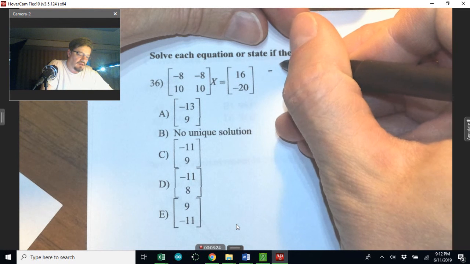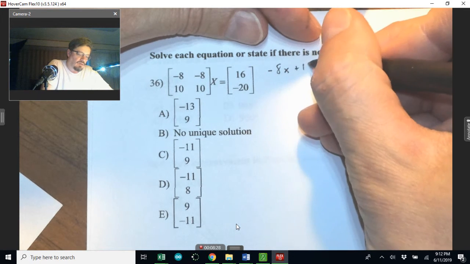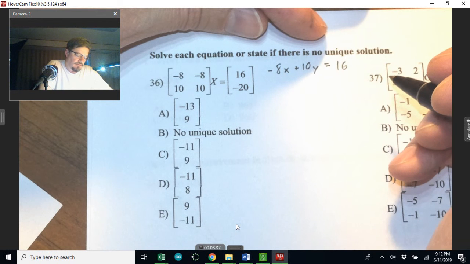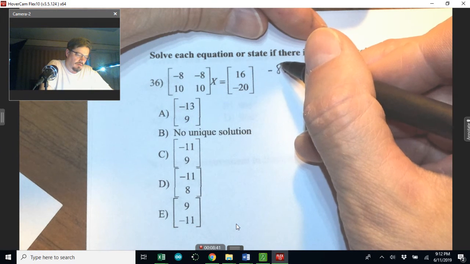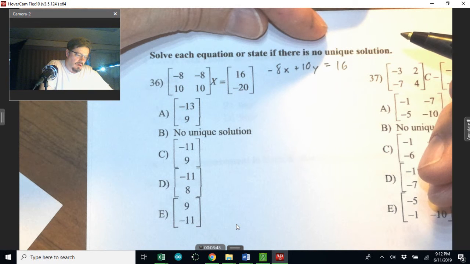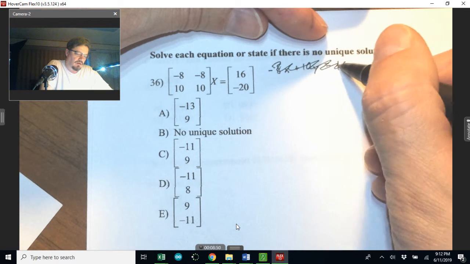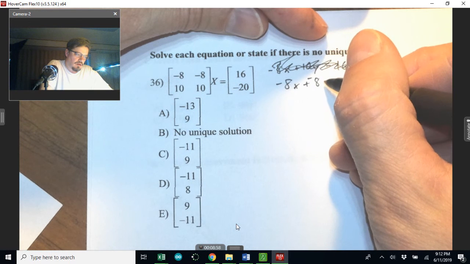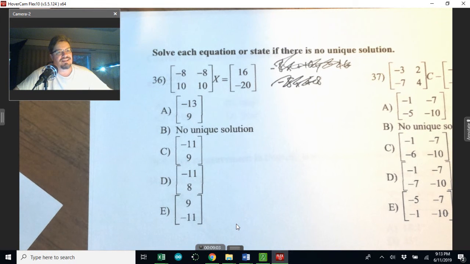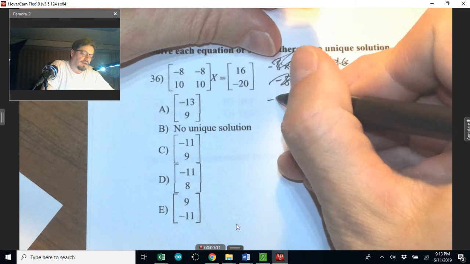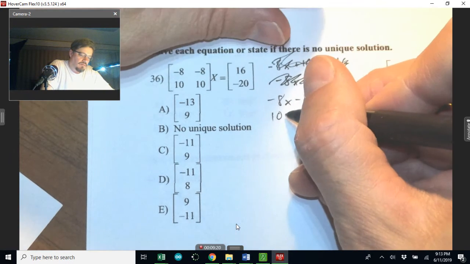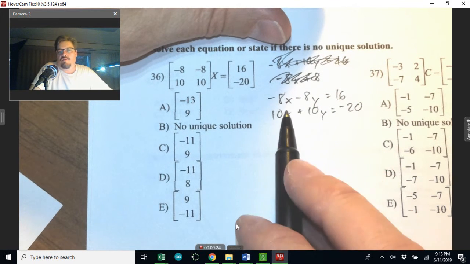It's really negative x, 8x, plus 10y equals 16. Oh, wait, no. I don't know what I'm thinking here. Sorry. Oh, no, it's not the same. Okay, so x, y. Okay, this linear system right here is what this is.